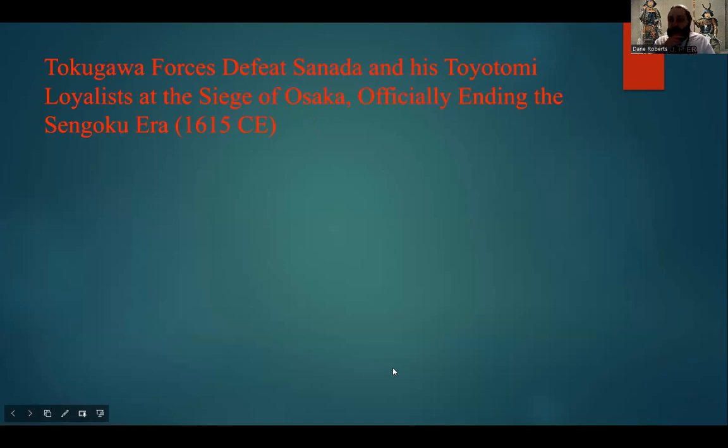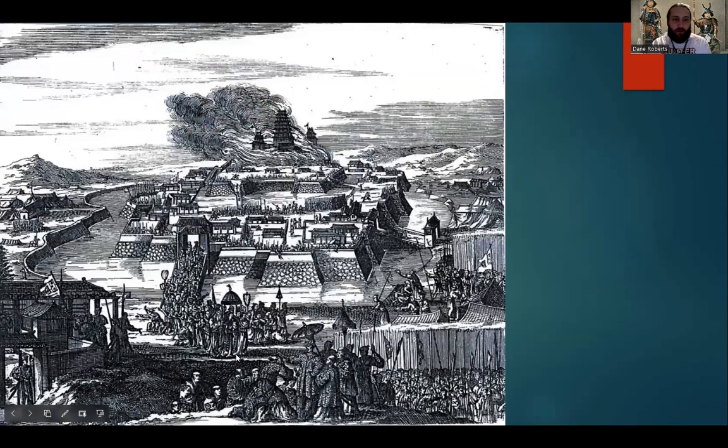And this rebellion that Sanada Yukimura would initiate would culminate in the siege of Osaka Castle, where Sanada Yukimura would gather all of the remaining Toyotomi loyalists, including Toyotomi Hideyori, and battle it out with Tokugawa Ieyasu in this siege. But the Tokugawa forces would win and officially end the Sengoku era in 1615 CE. And here is the siege of Osaka right here.